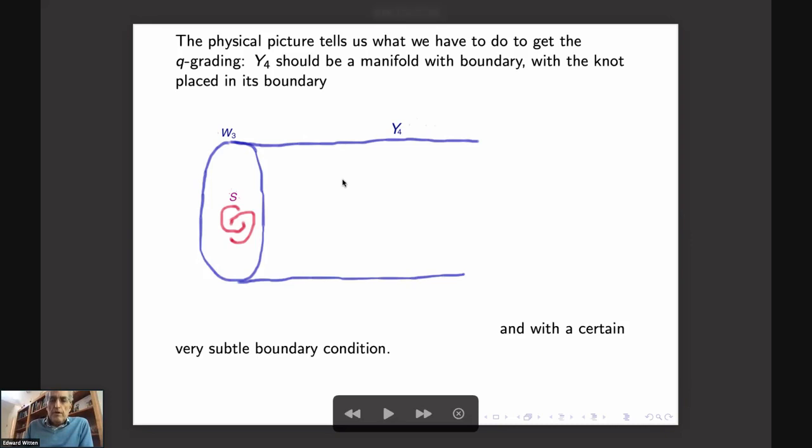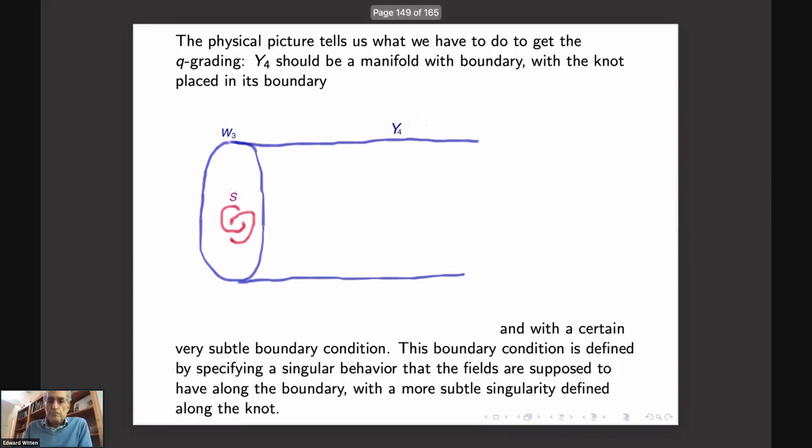So in this more complicated situation, even though Y4 is a manifold with boundary, the necessary conditions to define the second Chern class are satisfied, and you can define the second Chern class. So the boundary condition is defined by specifying a singular behavior the field should have along the boundary with a more subtle singularity along the knot.